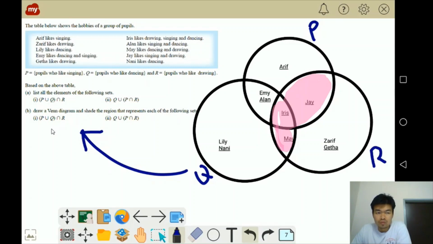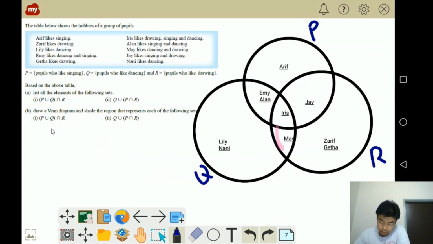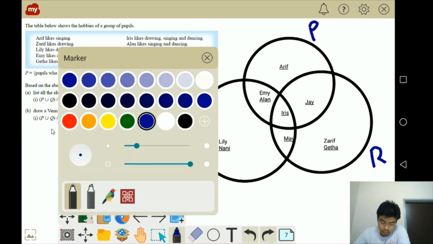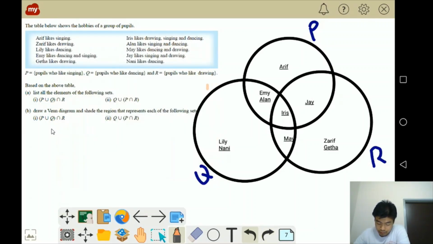Now let's do what is in B2, Q union with in bracket P intersect R. Alright, let me undo it. Good. So again, we need to do what is in the bracket first. Change it into highlight pen. So we have to do what is in the bracket first, P intersect R. Which part is the P intersect R? Here and here, right? P intersect R.